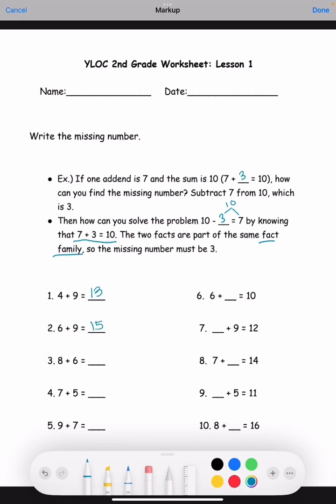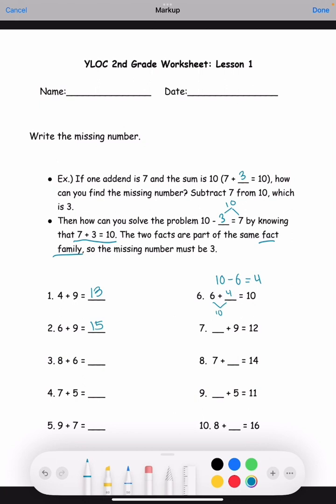Alright, let's move on to number 6. 6 plus blank equals 10. To solve for the missing blank, all you do is subtract 6 from 10. So 10 minus 6, which equals 4. So the missing number will be 4. And you could see 10 minus 6 equals 4, and 6 plus 4 equals 10, and they're all part of the same fact family.